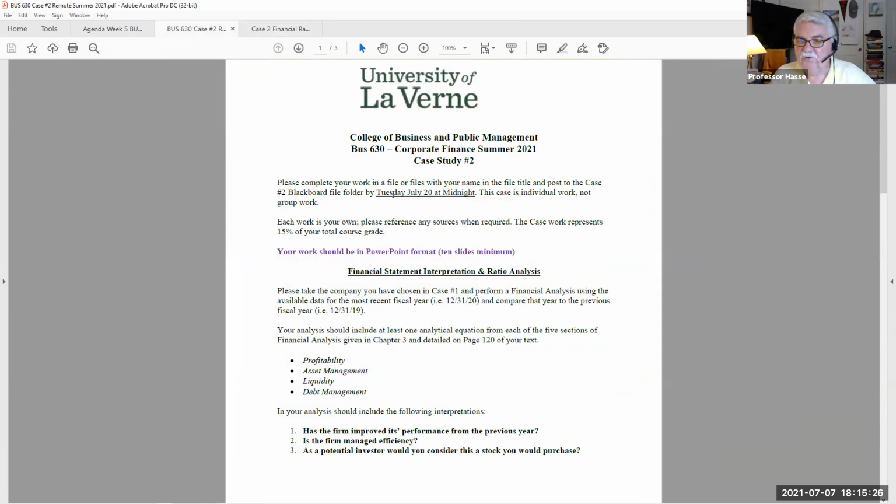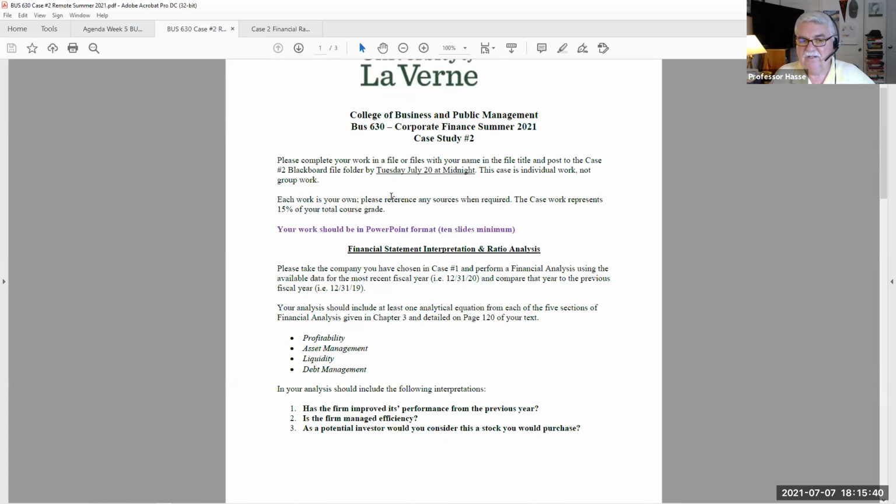So you are to take two fiscal years of your company, the last two complete fiscal years. For most of us, that's 12/31/20 and 12/31/19. Your analysis should include at least one equation, as I just said, from these four sections. Here it says 5, I apologize, it's 4.